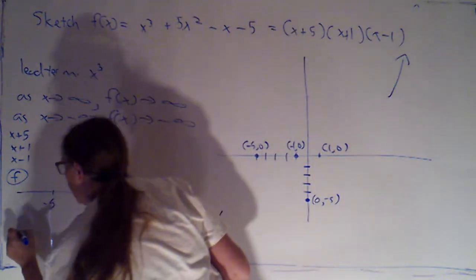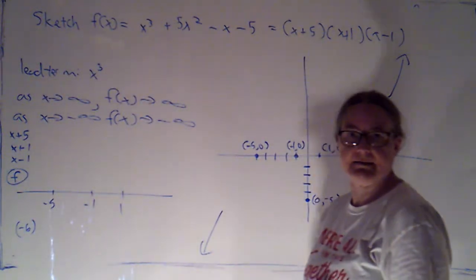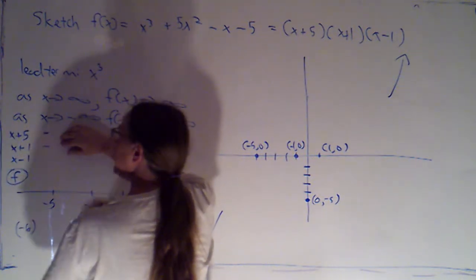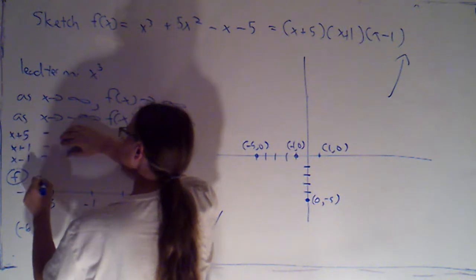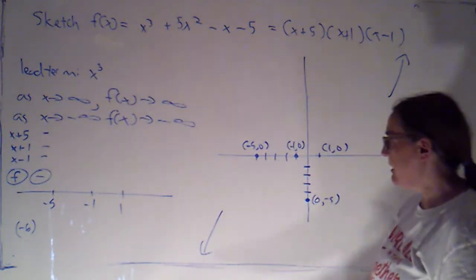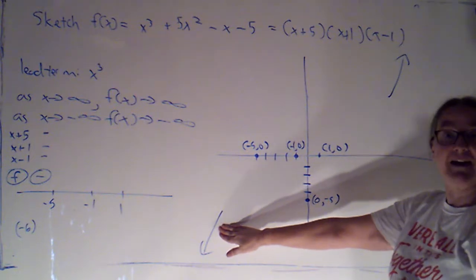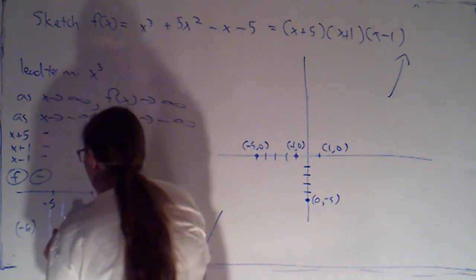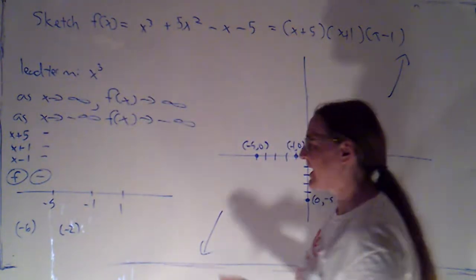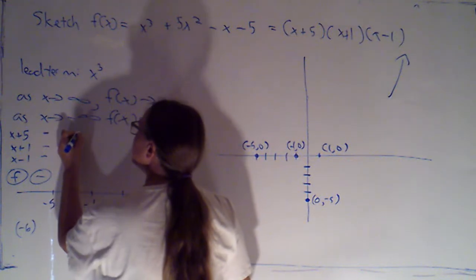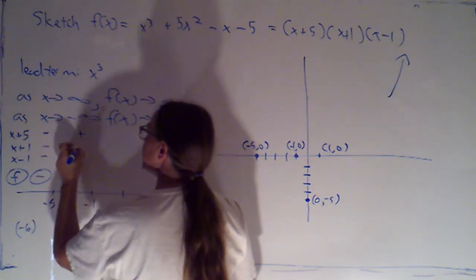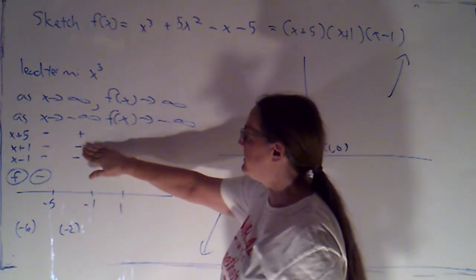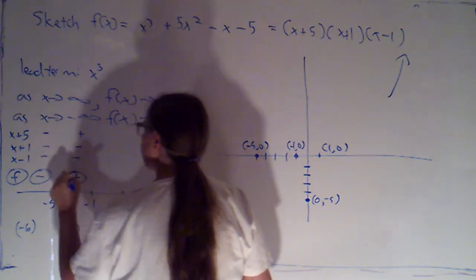So a test number that's smaller than -5, I could use -6. -6 plus 5 will be negative. -6 plus 1 will be negative. -6 minus 1 will be negative. F should be negative. Excellent. That confirms what we got from looking at our end behavior. Between -5 and -1, I think I'm just going to plug in -2. So -2 plus 5 would be positive. -2 plus 1 would still be negative. And -2 minus 1 would be negative. A positive times two negatives would give me something positive.